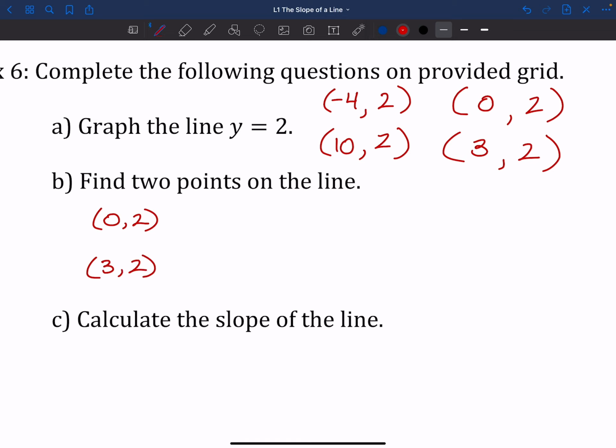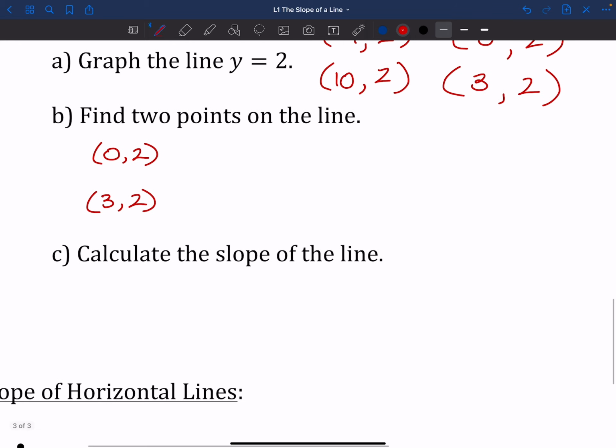All right. So what we're going to do is calculate the slope of the line. You might be able to tell just from how it looks, but let's walk through it. To calculate the slope of the line, I'm going to call the first point x1, y1. I'll call the second one x2, y2. We're going to calculate our slope using the slope formula.